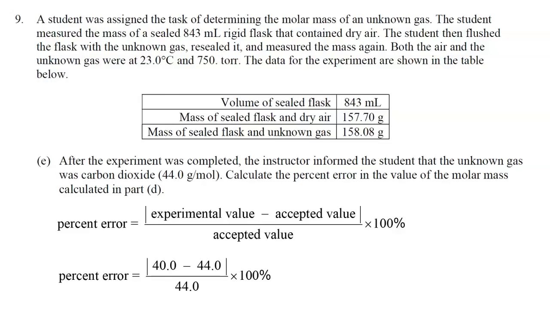So the difference between 40 and 44 would be 4. It's not negative 4 because we're going to take the absolute value. So 4 divided by 44 and then times 100. So if we do that math, 4 divided by 44 times 100, we get 9.1% error. So that is the value for the percent error for this particular experiment. Now let's move on to part F of this question.